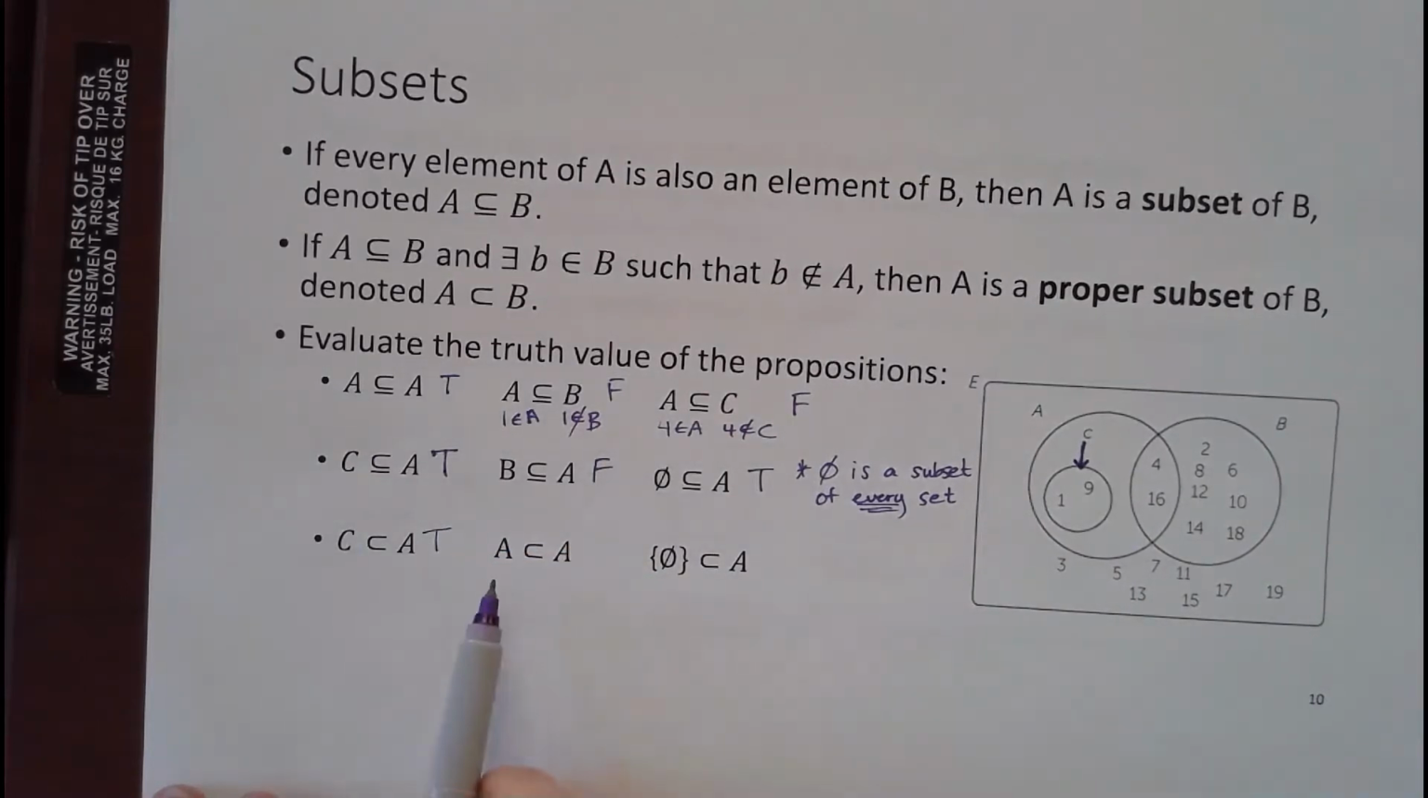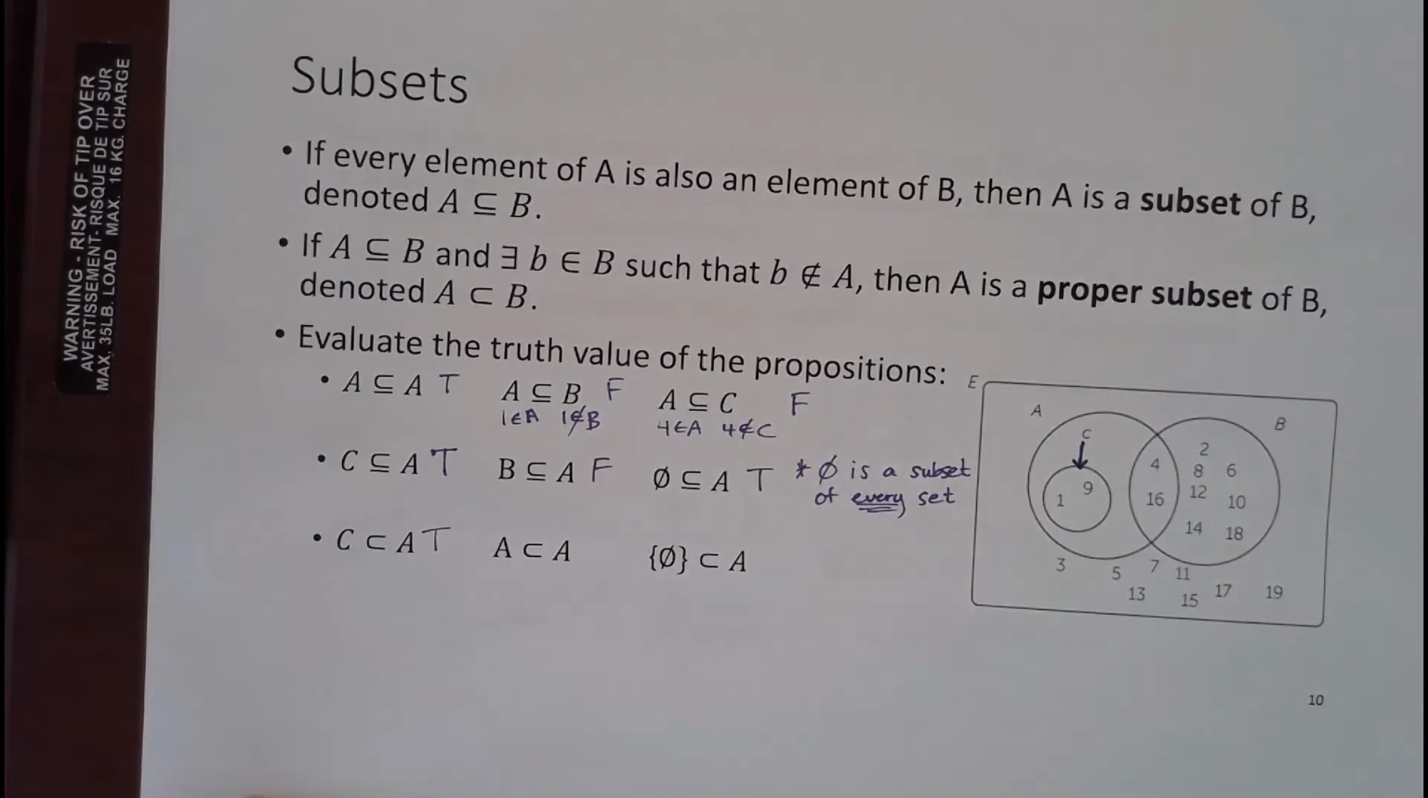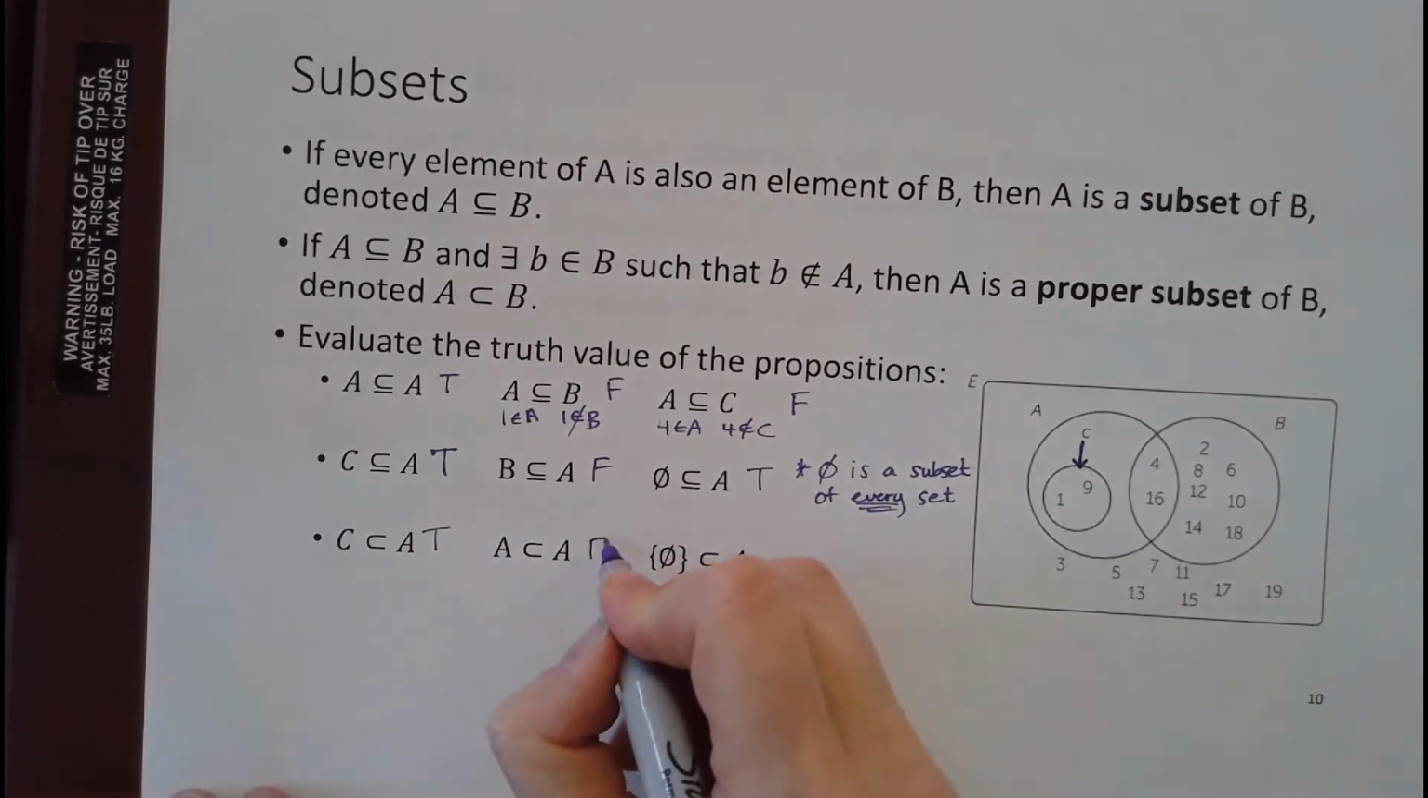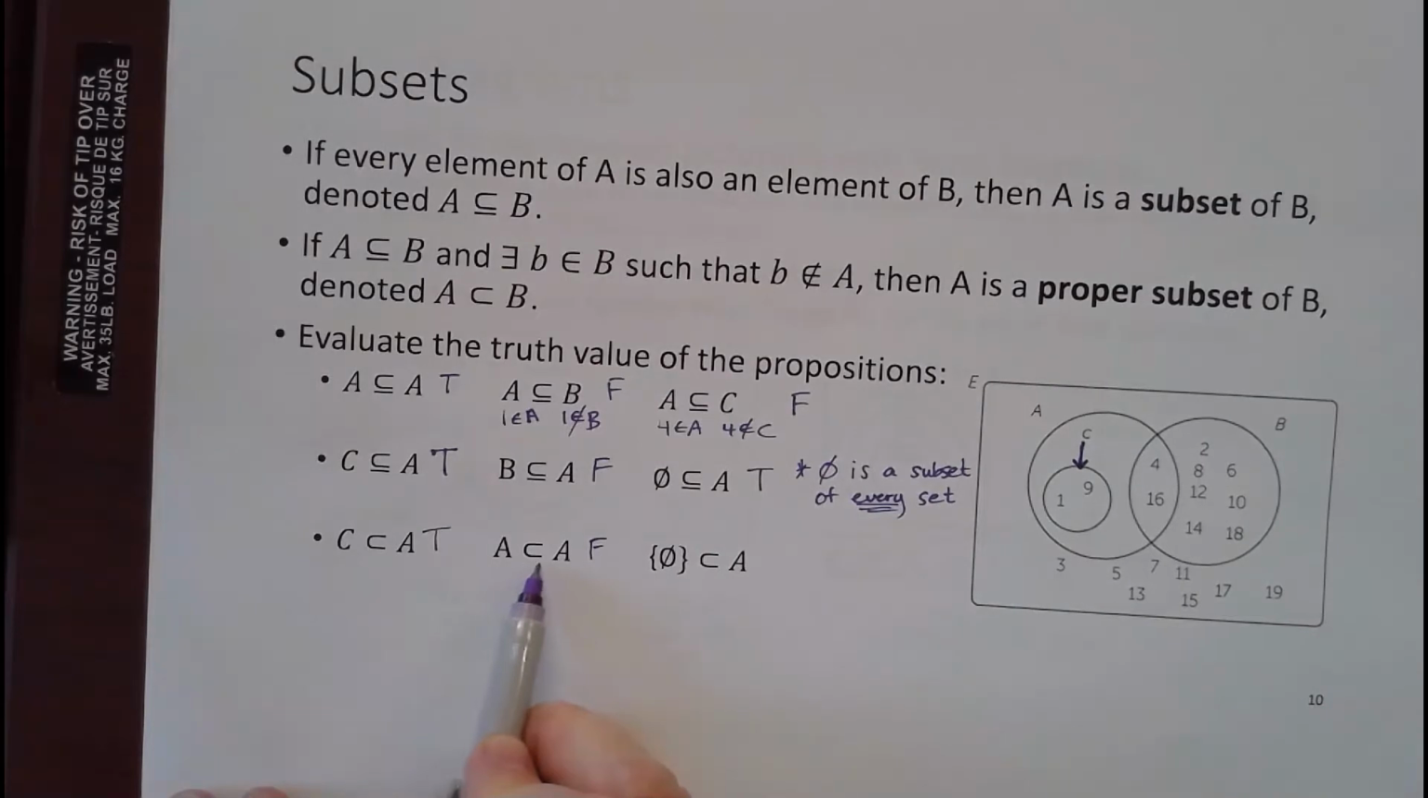Okay. Is A a proper subset of itself? No. Remember, if we're missing the little equality under there, there has to be extra stuff. So is there any extra stuff in A that isn't in A? Of course not, right? There can't be any extra stuff.